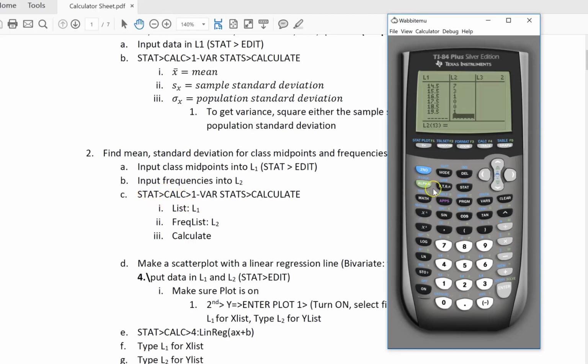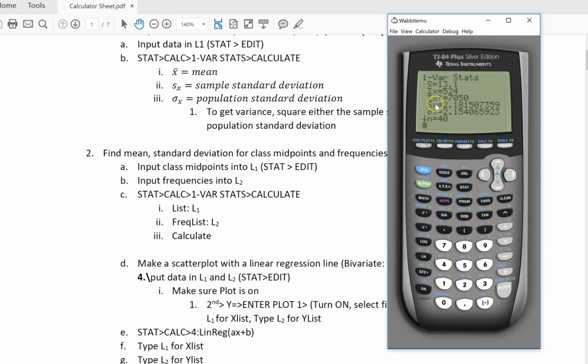Then go to Stat, Calc, 1-Var Stats. Okay, now if you have one of the 2 calculator editions that list at the very top of this calculator sheet, there are going to be these 2 words, List and FreqList. You're going to type L1 for the list, and then L2 for the frequency list, and then hit Calculate and Enter. So with this edition, you're going to do second L1, comma, second L2. Hit enter.